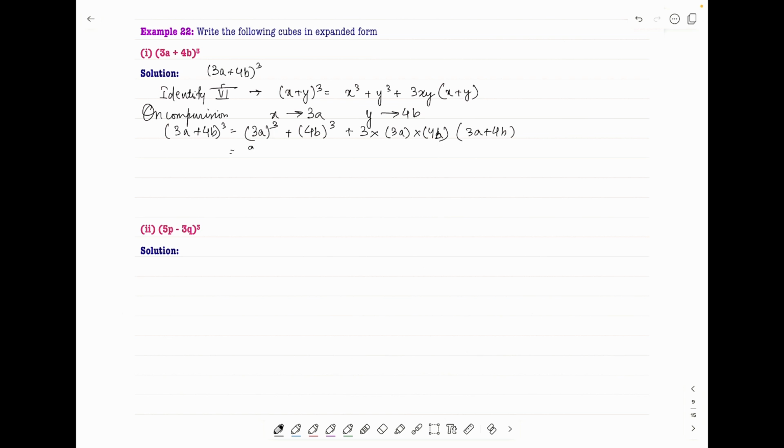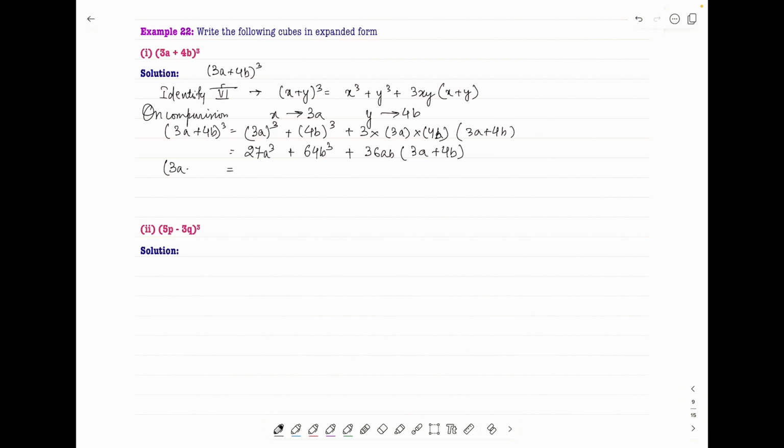On substituting, we find (3a) cube: 3 cube is 27, so 27a cube. Similarly, (4b) whole cube: 4 cube is, sorry, 64, so this becomes 64b cube, plus 3 into 3 is 9, 9 into 4 is 36, so 36ab into (3a plus 4b).